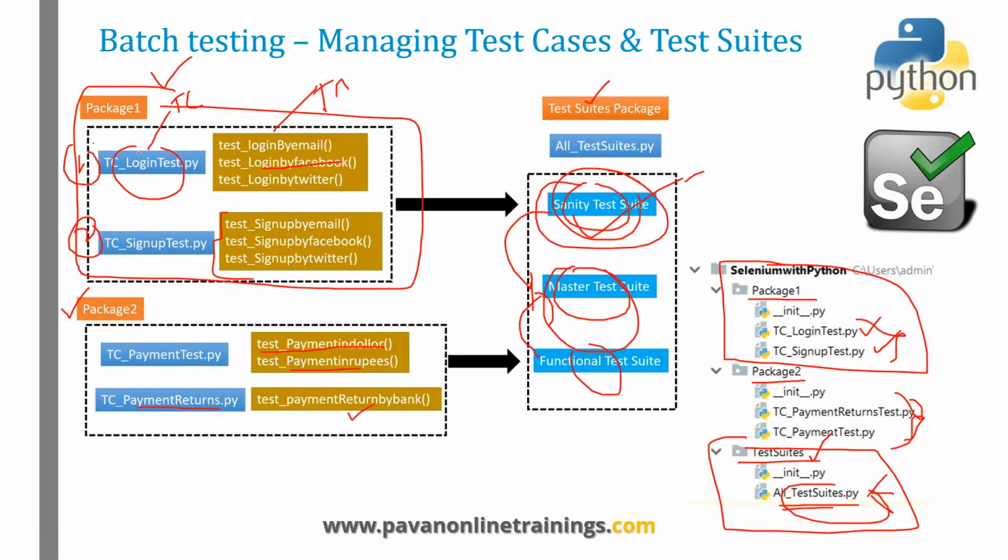So what we have done so far is we created package 1, which contains 2 test cases, login test and sign up test, and one more package 2, which contains payment test and payment returns. And now these test cases I have executed through test suite, and I have created one more package called test suite package, and here I created one file, all test suite.py, and here I created multiple test suites like sanity test suite, master test suite, and functional test suite, and whichever test suite you require you can execute only that particular test suite. So this is how we can manage all your test cases using test suite by using the Python unit testing framework in Selenium.